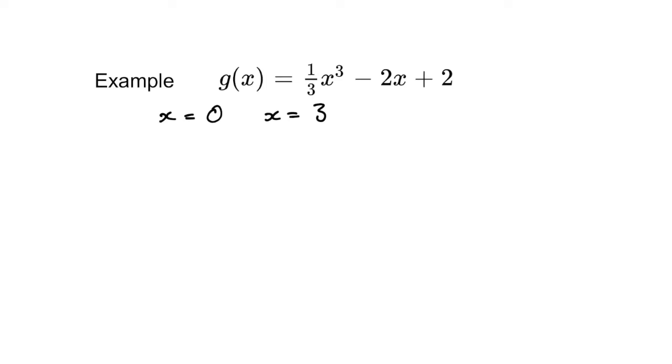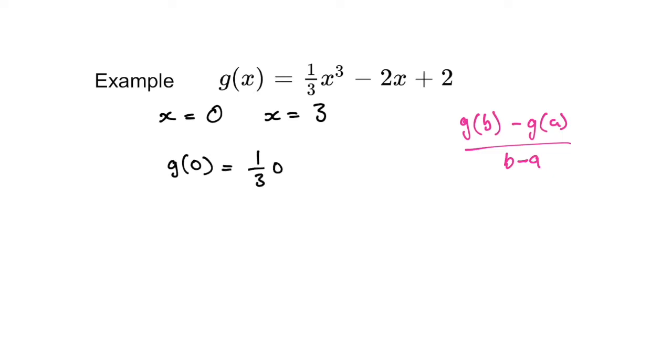So our average rate of change is going to be our change in our function over the change in our inputs. So in this situation, g of 0 is going to equal 1/3 times 0 cubed minus 2 times 0 plus 2, which is going to give us a value of 2. 0 times anything here is going to be 0, so we're just left with a value of 2.